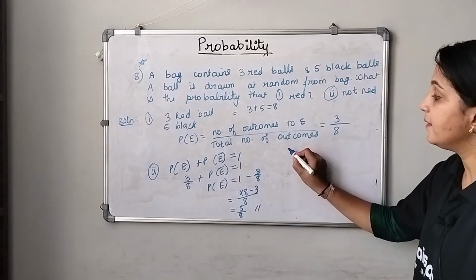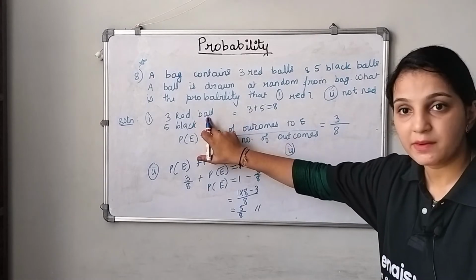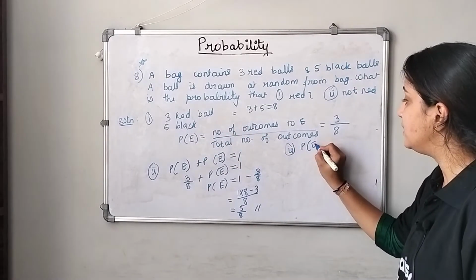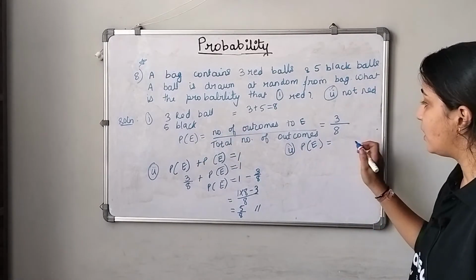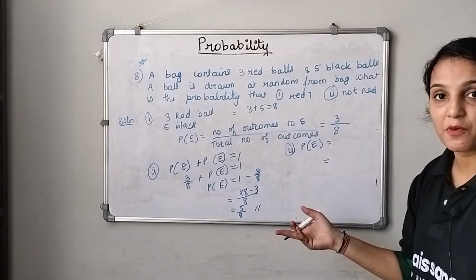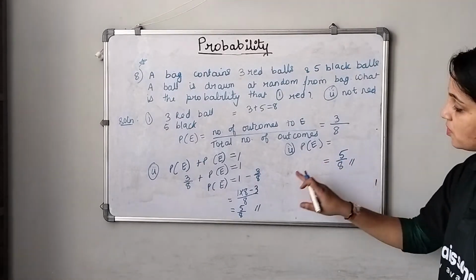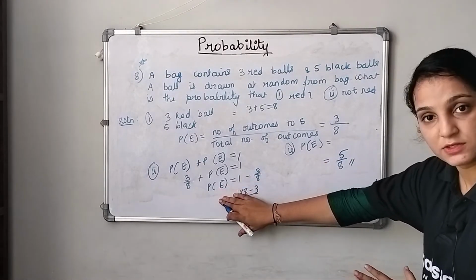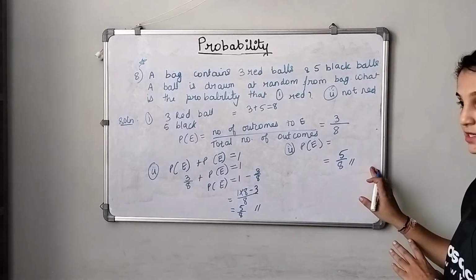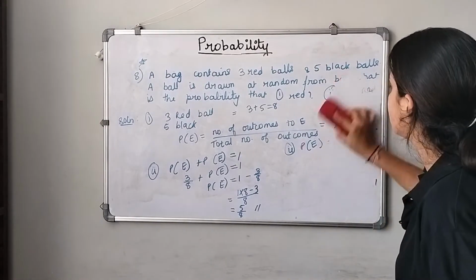Or you can do it by this way. P of not red means what? 5 black balls. So write the formula. Then P of not red will be 5 black balls, so 5 upon 8. You can find it by this way also and this way also. If they ask you to do it a certain way, then you can do it that way. This is the simplest way. Okay, now we move on to the next question.